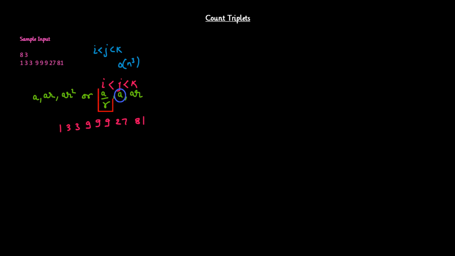exists on the left hand side or not. If A by R exists on the left hand side, then we check whether A into R exists on the right hand side or not. If these three elements exist inside the array, it means we found a valid pair which is capable of forming a triplet with the given condition. So we can count it as a valid triplet.